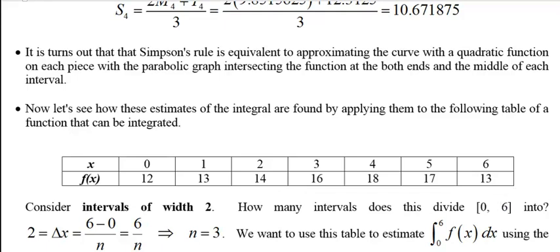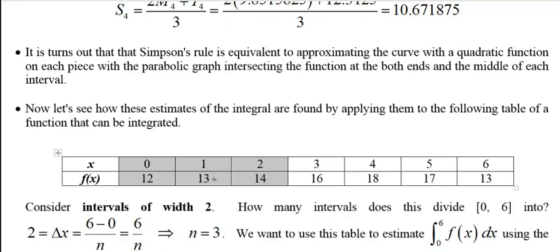So notice that 2 is delta x. Delta x is b minus a over n. That's 6 minus 0 over n. So solving for n, we see n is 3, and we already have seen that. So we're going to divide this up into 3 intervals. Notice then on each interval, I have information about what's happening at the left, right, and middle of that interval. So I have enough information to do Simpson's Rule.